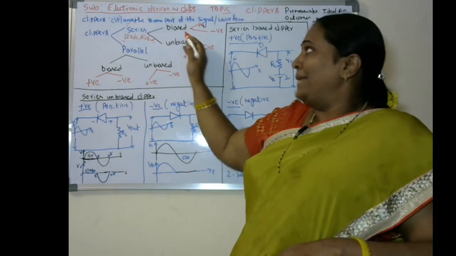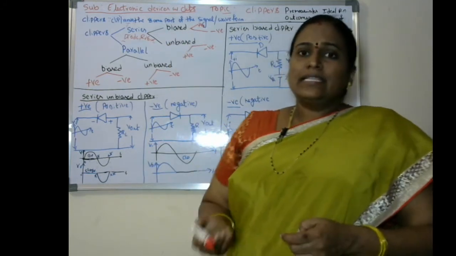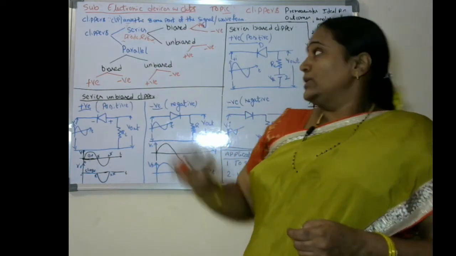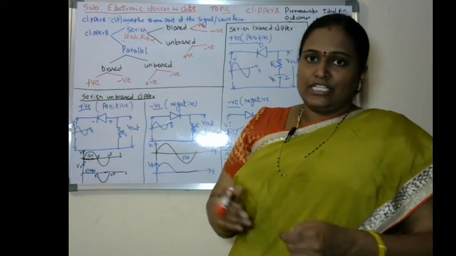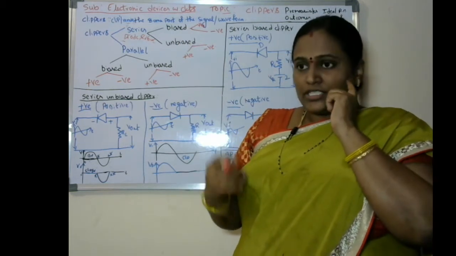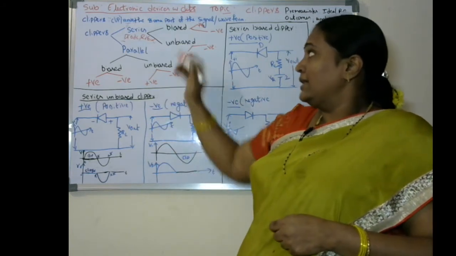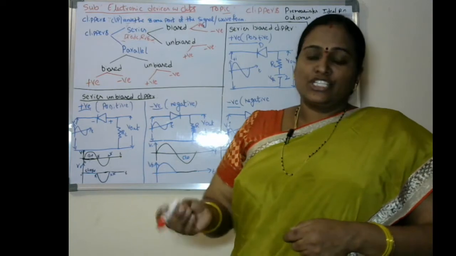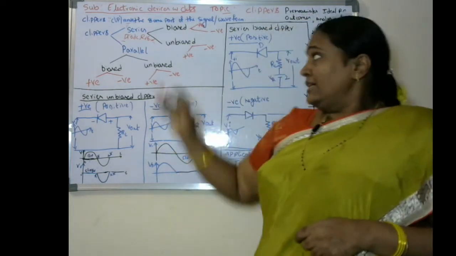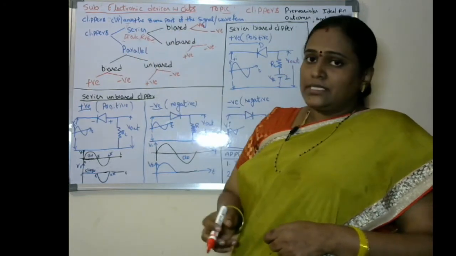One is the biased one, another one is the unbiased one. Biased is nothing but application of voltage. External voltage will be called as biasing condition. We are giving some external voltage or external energy for the supply purpose for the scenario of the clipping, that will be called as biasing condition. Here we are doing the biasing of the p-n junction diode. That we will call a biased series clipper.